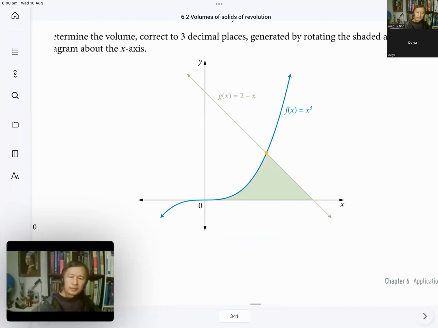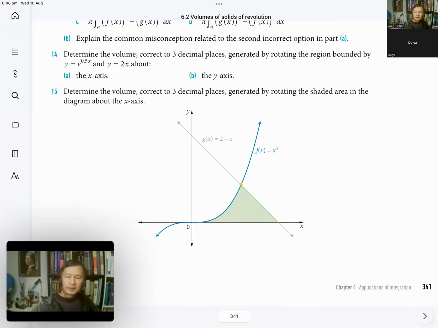That is one. 15, right? Yeah, it's similar, right? You only need to find the intersection to determine where the border, the boundary condition, is. So what you need to do here is calculate an area, or a volume? Rotating the shaded area.